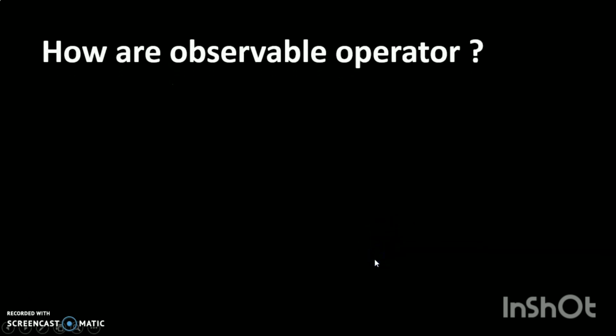Today's discussion is quantum mechanics: how are observables operators? In classical mechanics, an observable is a real-valued function on the set of possible system states. Examples are position and momentum. In quantum mechanics, an observable is an operator, or gauge, where the property of the quantum state can be determined by some sequence of operations.